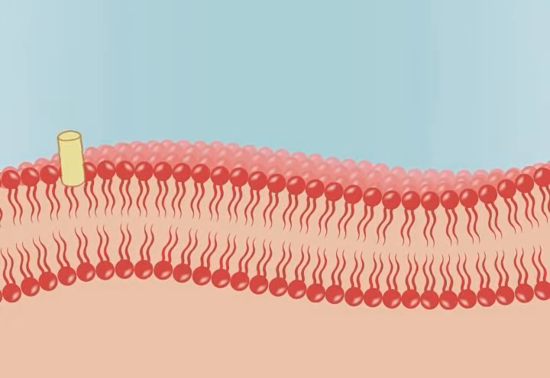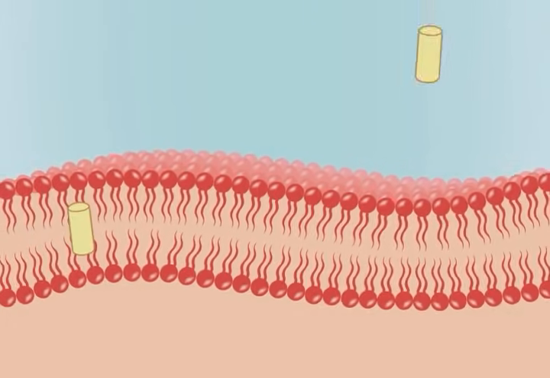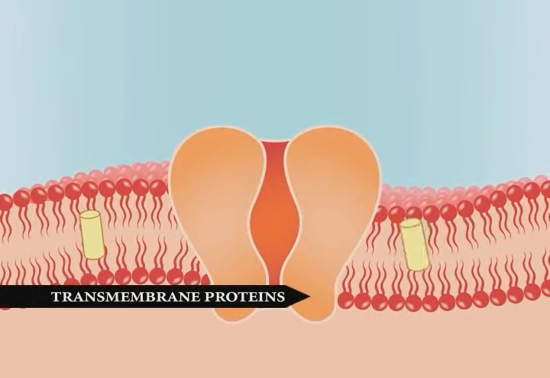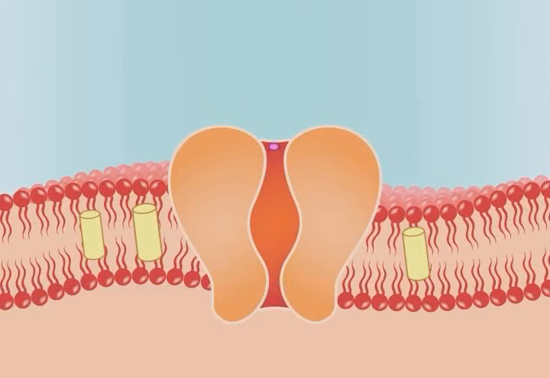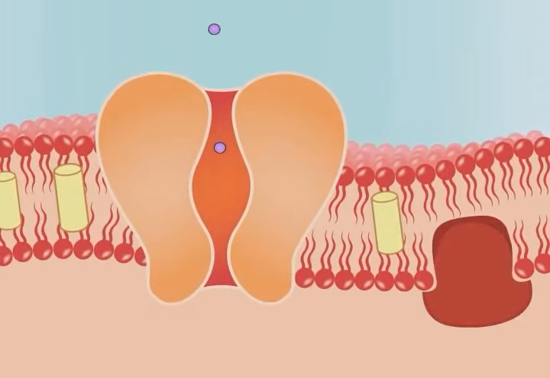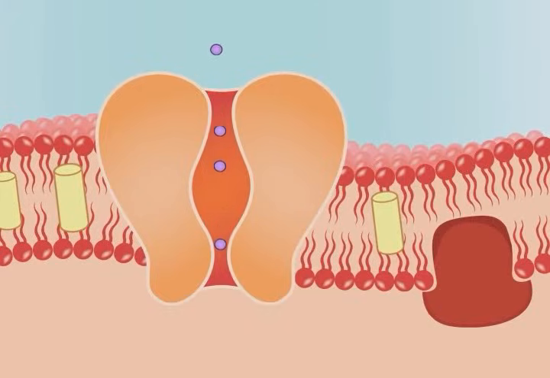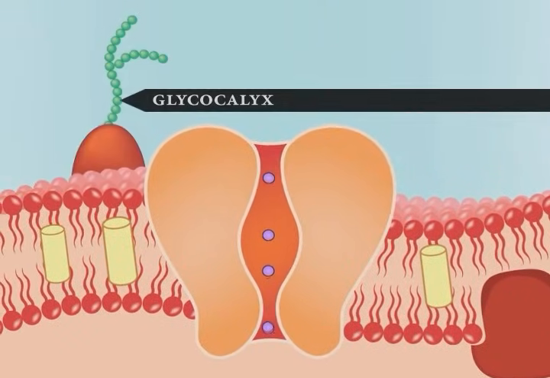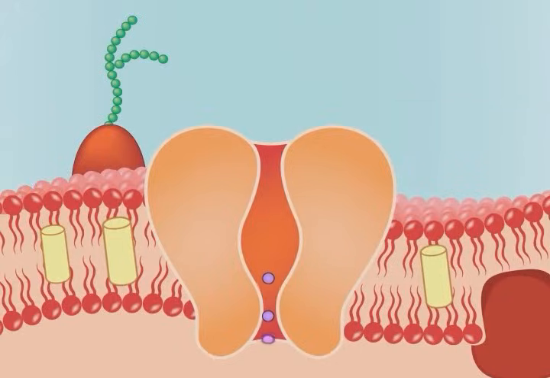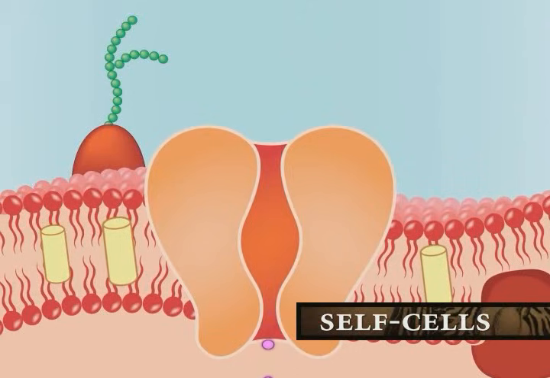Cholesterol molecules wedge themselves between the phospholipid tails, stabilizing the membrane structure. Transmembrane proteins span the width of the membrane to transport nutrients and waste products into and out of the cell. Peripheral proteins are attached to either the inner or outer surface of the membrane. The glycocalyx, a fuzzy coat on the cell's surface, provides highly specific biological markers that allow cells to recognize each other as self cells, that is, cells that are a part of your body, as opposed to cells like bacteria that are not.